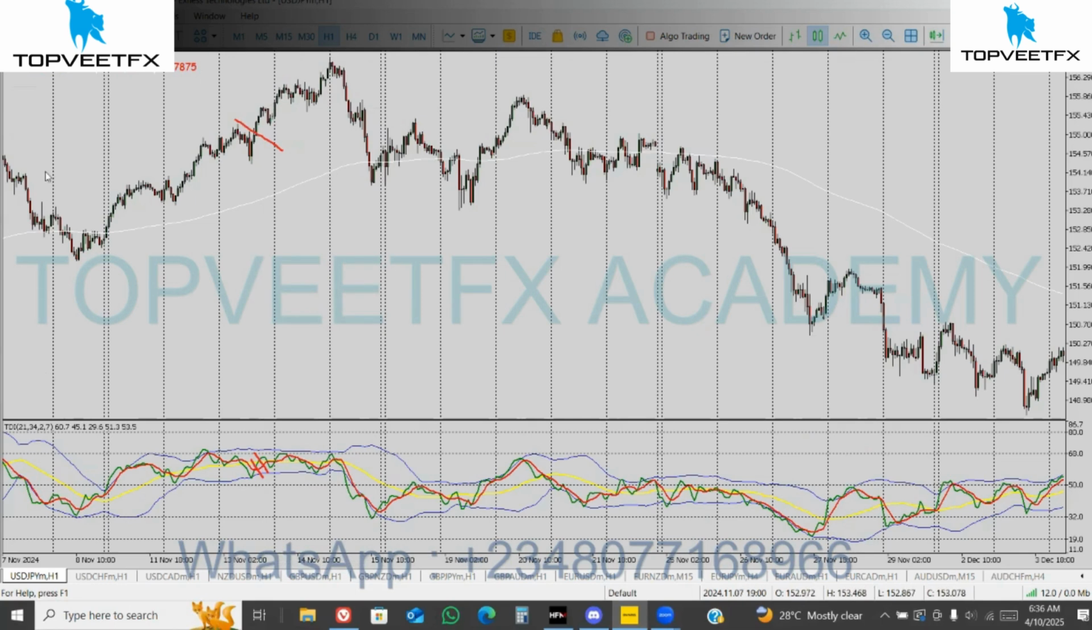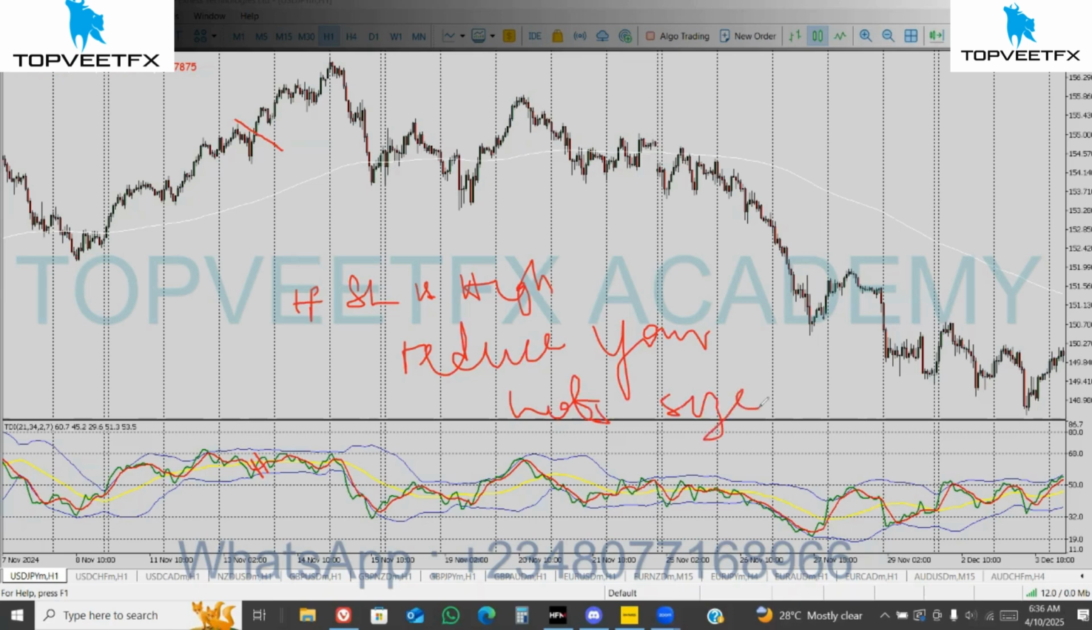But what I'm going to advise you is that if your stop loss is high, please reduce your lot size. That's if it's high. And vice versa, if your stop loss is low, you can also increase your lot size.